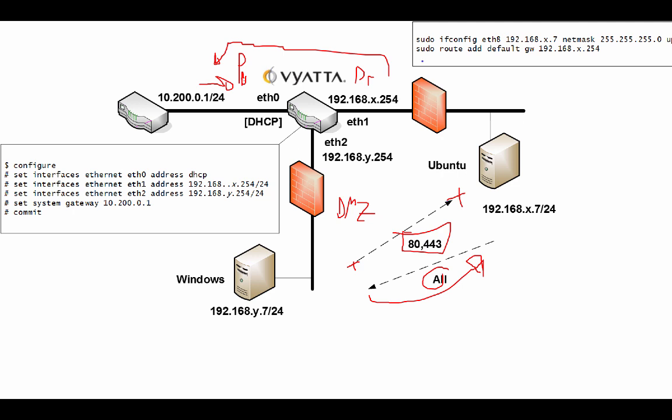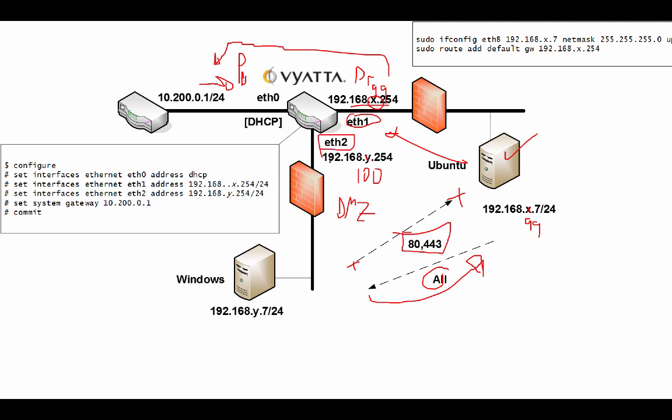We're going to be using 192.168, and in this case we'll use 99 here, and we'll use 100 in this demonstration. So it's 192.168.99.7 for Ubuntu, and 192.168.99.254 for Ethernet 1 on that gateway. That's the gateway that it uses.